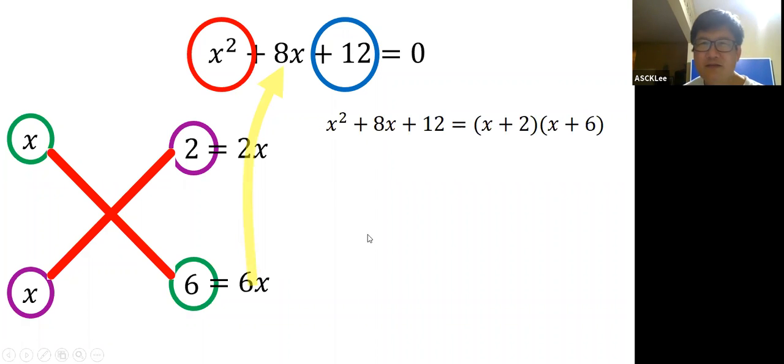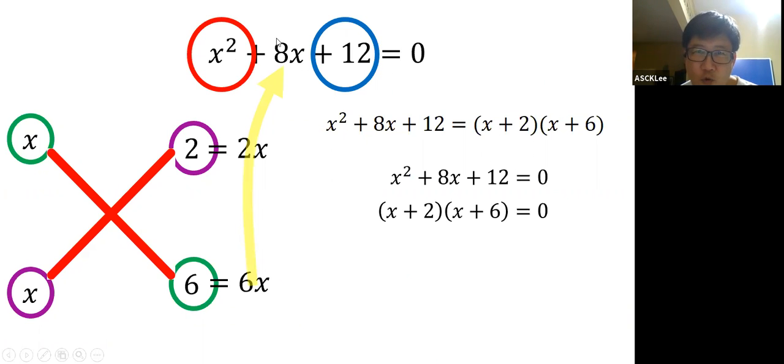So that's where you have it: x squared plus 8x plus 12 equals x plus 2 times x plus 6. Once you have this, remember your question. Your question is x squared plus 8x plus 12, all right? So you are taking this and replacing it with the factors you found. The equivalent is x plus 2 and x plus 6.